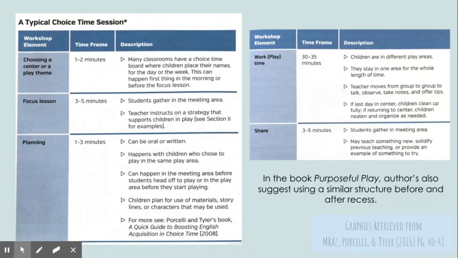So this is an example of workshop structure, a typical choice time session and what it can look like. So typically, it would look like 1 to 2 minutes where children choose a center or play theme. So that's where they would get to choose an item on the choice board. They can place their names for the day of the week. It can happen first thing in the morning. It can happen during the focus lesson.